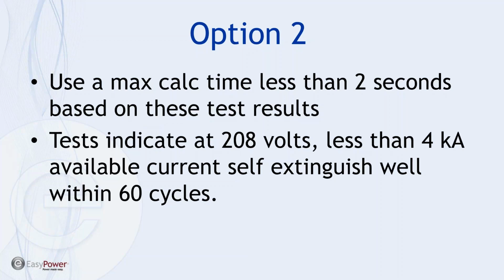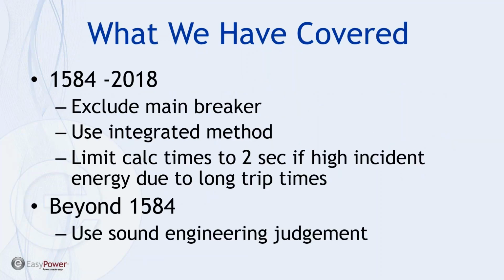Now, I want to reiterate, this takes us outside the realm of the recommendation of the standard. In 1584-2018, we exclude the main breaker. We use the integrated method for worst case current. And then the relief on the low voltage side of things is basically to limit the calc times to 2 seconds if high incident energy is due to long trip times.